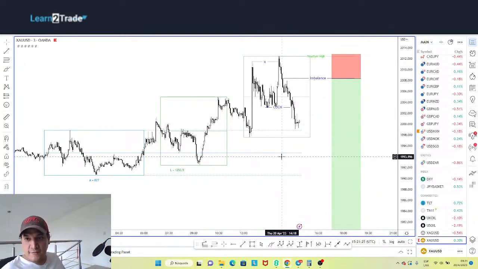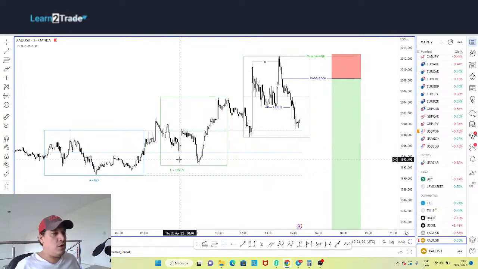Do you have a second level for an entry on gold if it doesn't retrace back to your original one? No. If it doesn't retrace back to my original one, then I do not enter. I don't chase the market.